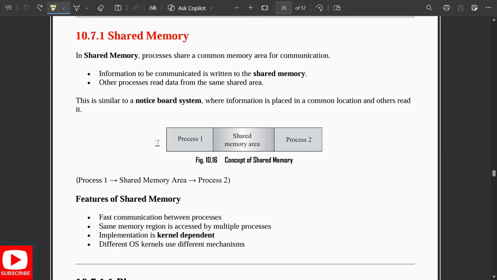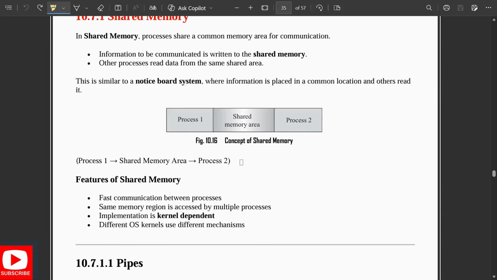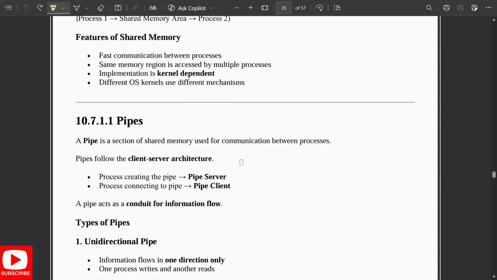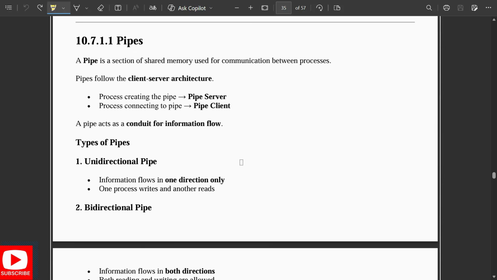The concept of shared memory here is that process 1 and process 2 both have a shared memory area. Fast communication between the processes is a feature, and the same memory region is accessed by multiple processes. Implementation is kernel dependent, and different OS kernels use different mechanisms. Next is the pipe. Here is a section of shared memory used for communication between processes. They follow a client server architecture.